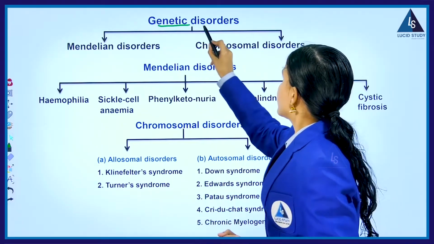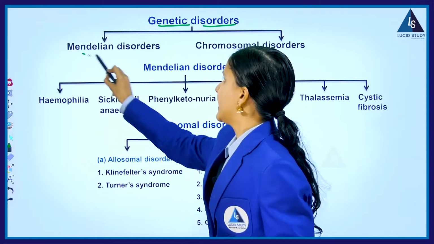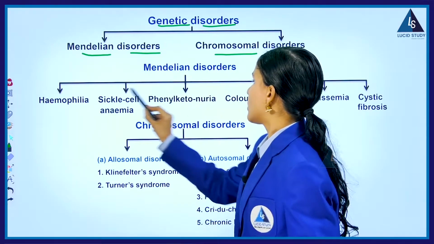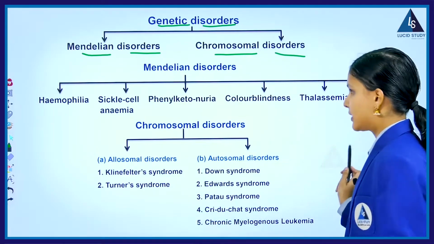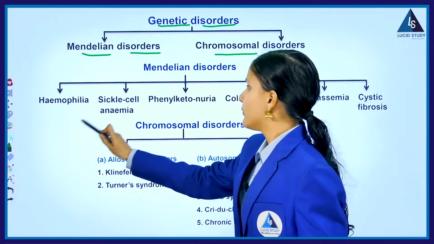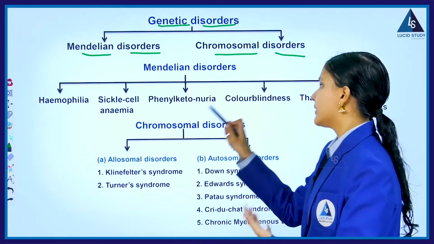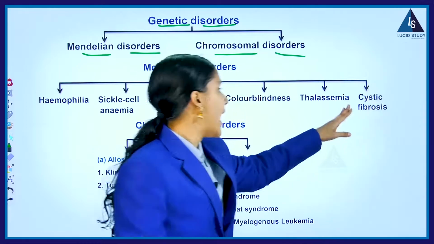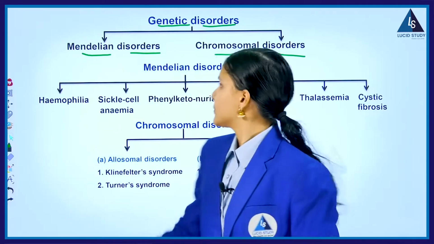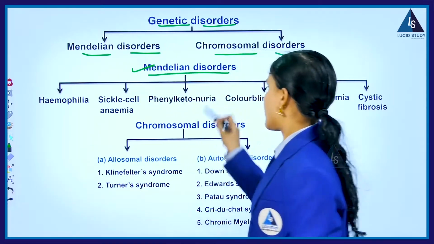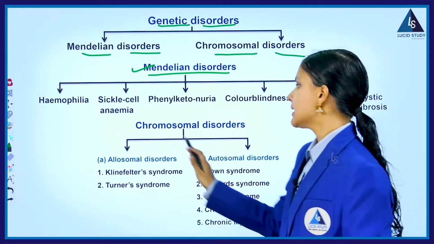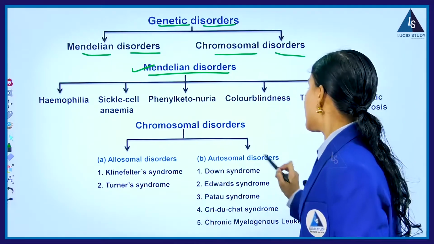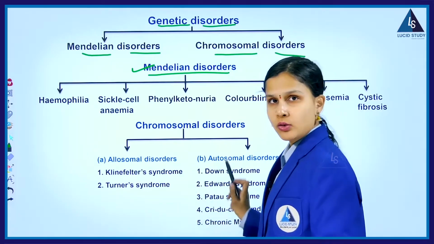Genetic disorders are usually of two types, Mendelian disorders and chromosomal disorders. In Mendelian disorders we have 6 different types: hemophilia, sickle cell anemia, phenylketonuria, color blindness, thalassemia and cystic fibrosis. Next, coming to chromosomal disorders, again we have two types, allosomal disorders and autosomal disorders.